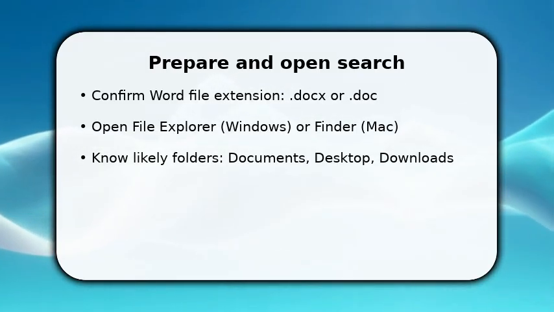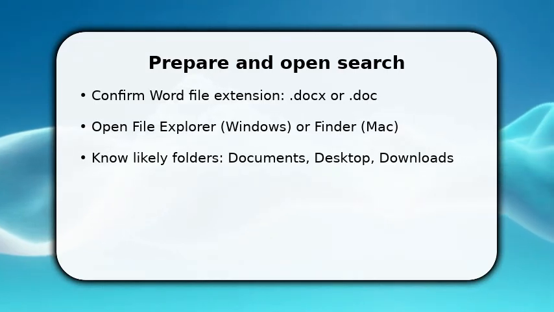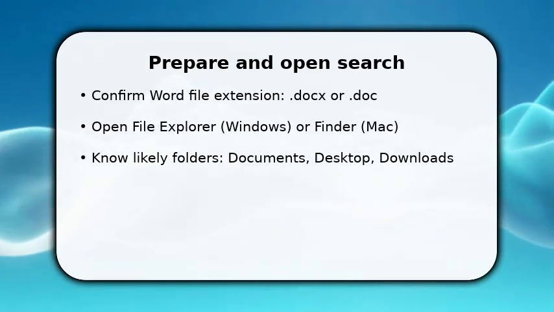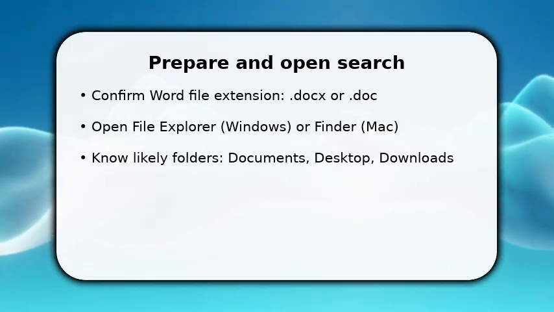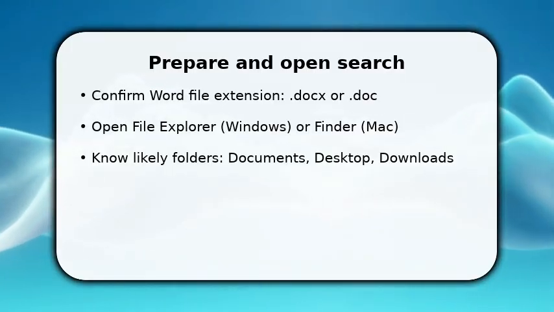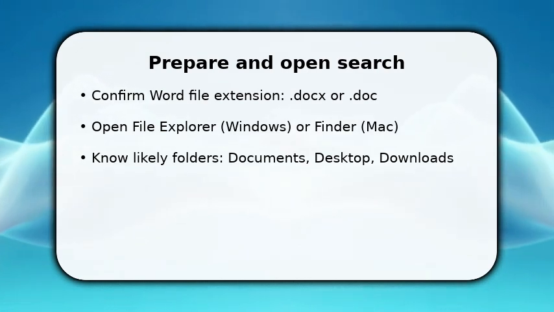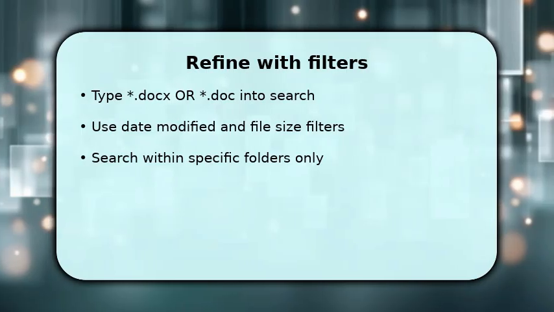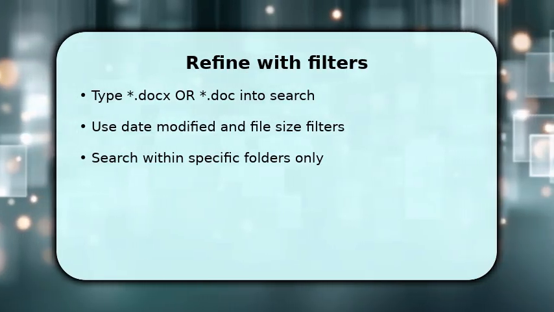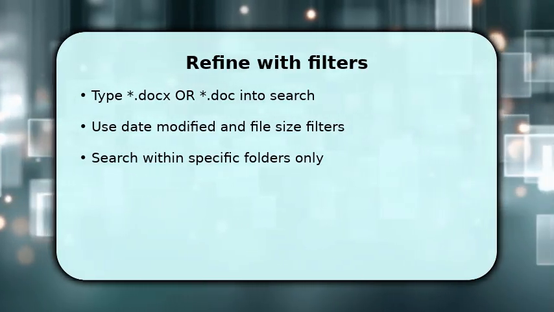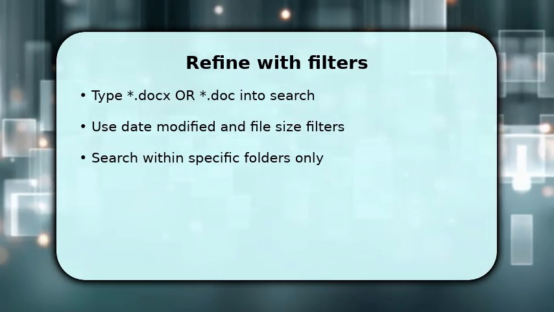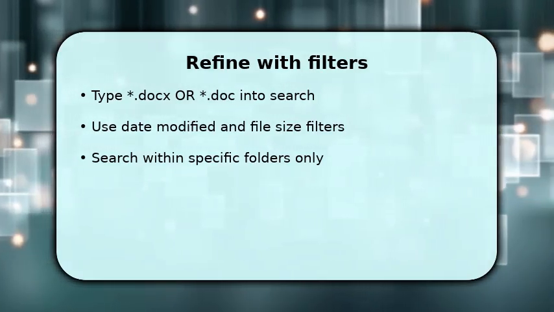This gets you into active searching without delay and ensures your system will filter results quickly rather than scanning unknown locations manually. Now refine results to save time. Type asterisk .docx or asterisk .doc into the search box so only Word files appear. Then apply filters such as date modified or file size to narrow down recent or larger documents.